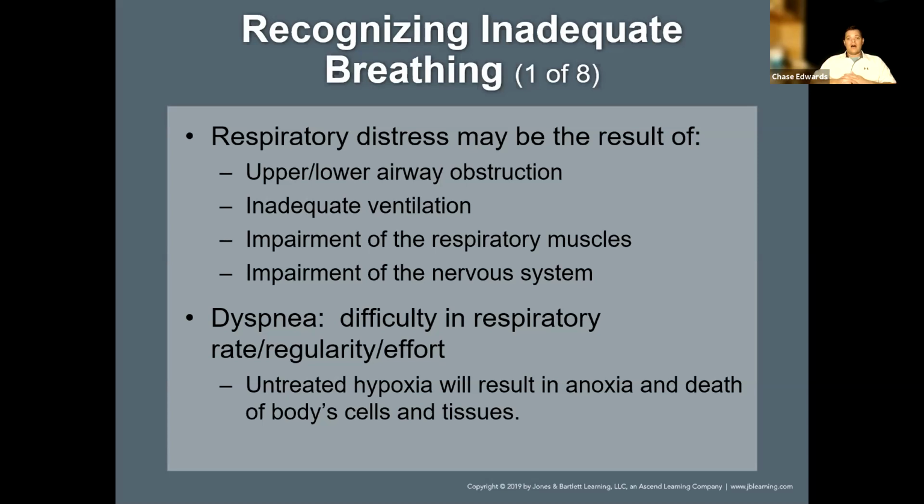Untreated hypoxia results in anoxia and death of the body cells and tissues. So a lot of times in a patient that has an anoxic, so an meaning lack, oxic meaning oxygen, so lack of oxygen. Anybody that's in an anoxic state, and that death of the body cells starts to occur, a lot of times you'll see that because they'll be altered.